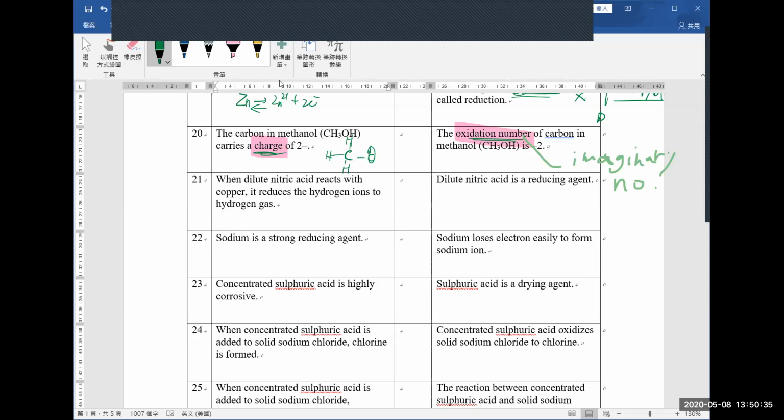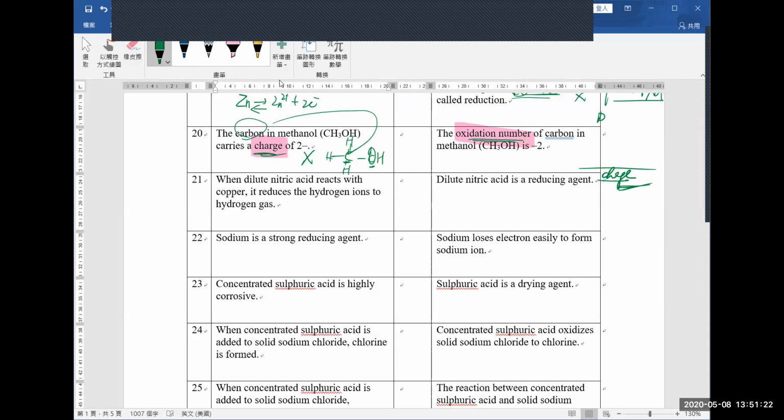So we are now referring to this oxygen here and this one carbon. Carbon has a charge of -2? Sorry, no. It's neutral. So the first answer is not correct. It's wrong. All atoms are neutral. Can you see the word? And second, oxidation number tells you the imaginary charge. The concept of oxidation number is an imaginary charge to tell you the state of oxidation or the state of reduction.